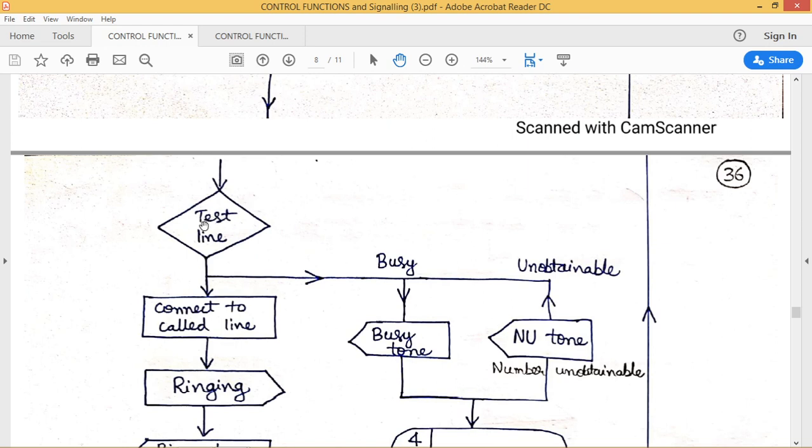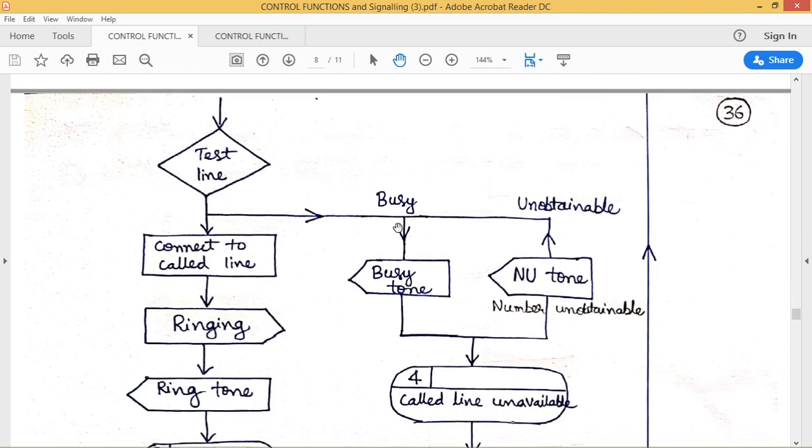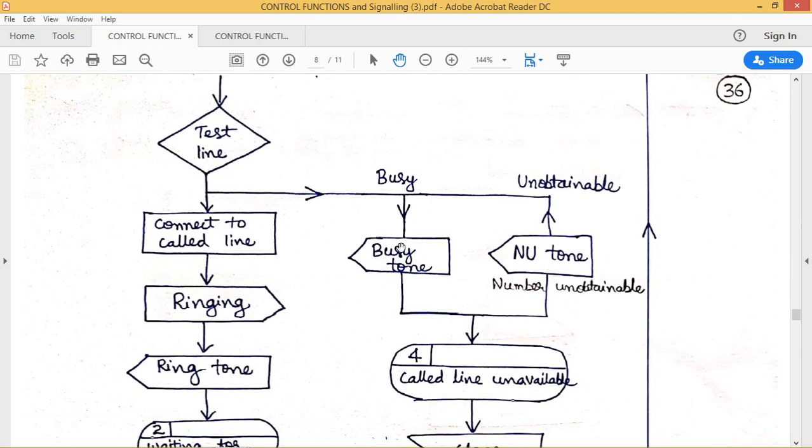So it has to test the line. So depending upon whether the line is free or whether the line is busy or whether the intended person's line is unobtainable, that is not reachable, we will have three different cases. Let us assume the destination called person is busy. If the called person is busy, then a busy tone should be sent to the calling person. So that is what the busy tone will be sent to the calling person.